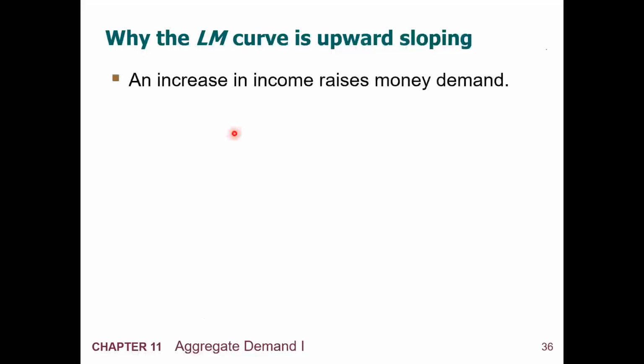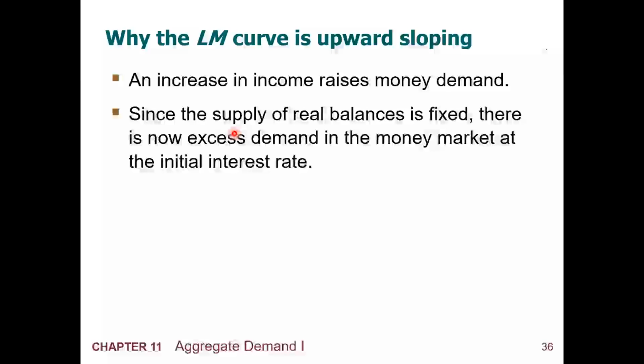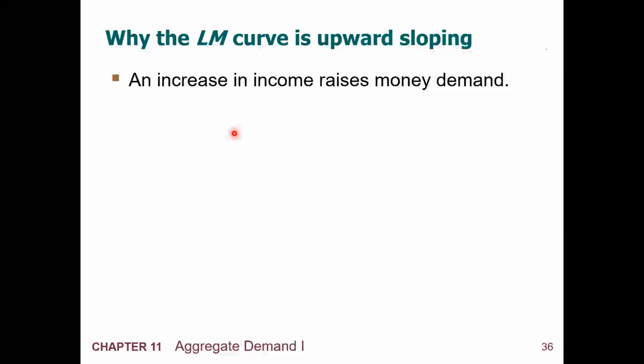Why is the LM curve upward sloping? Because an increase in income raises money demand. The reason is, for example, I was earning 10,000 before, but now the economy is growing and I'm getting 20,000, so naturally I'm probably going to want to spend more money. Hence people are going to be demanding more money when there's an increase in income. And another thing is the marginal propensity to consume ties into it as well, because it's a portion of each dollar earned, so you're going to be spending more money.